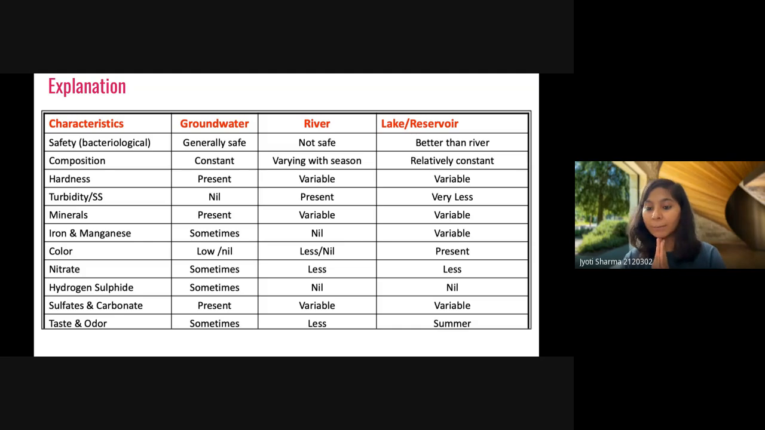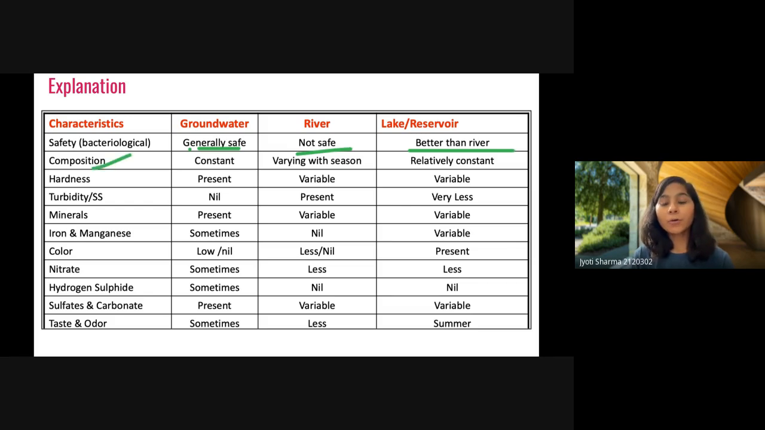Good evening, Priscilla. So, if you want to differentiate between groundwater and river water, we do have a lot of parameters. For example, whether it is safe from bacteria. Groundwater is generally safe. Let me use my pen. So, groundwater is safe in terms of bacteria presence, right? And river water is not that safe. Lake is safer than river.